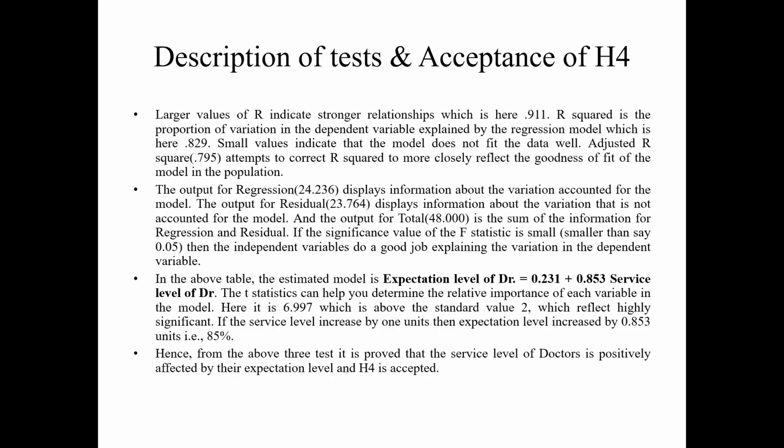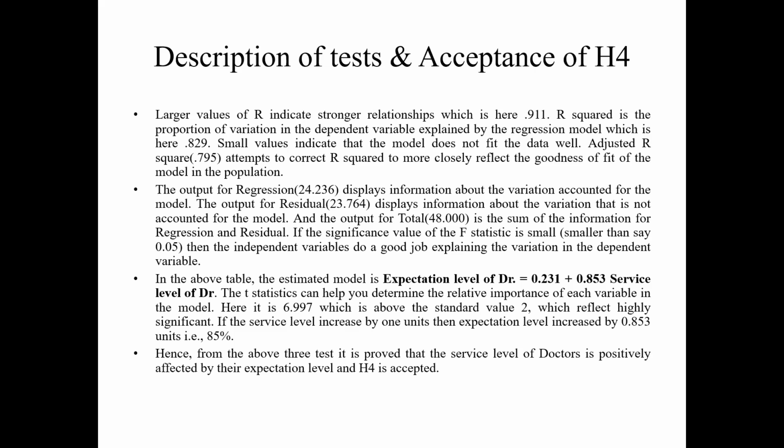So description of test and acceptance of H4: larger values of R indicate a stronger relationship, which is here 0.911. R squared is the proportion of variation in the dependent variable explained by the regression model, which is here 0.829. Small values indicate the model doesn't fit the data well. Adjusted R square 0.795 attempts to correct R square to more closely reflect the goodness of fit of the model in the population.